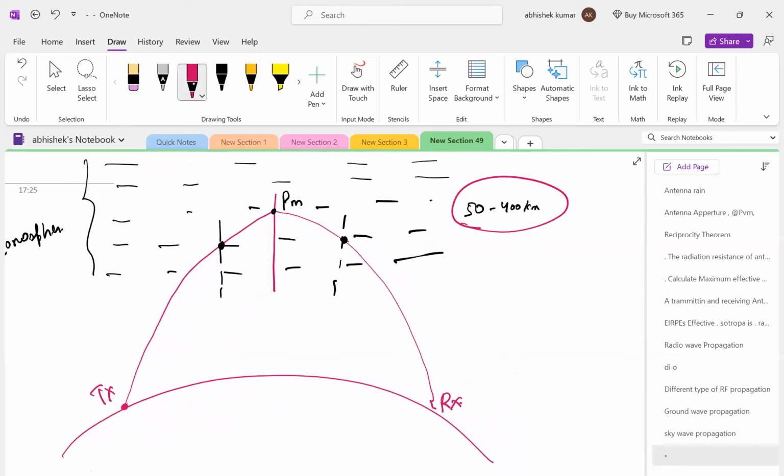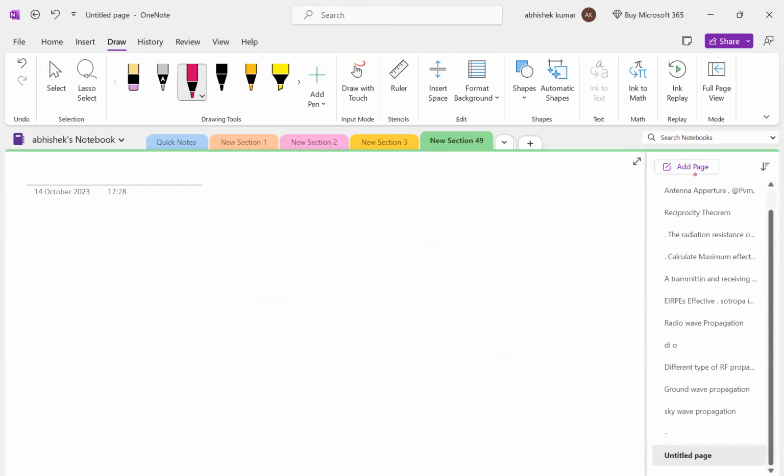So what happens? This transmitter sends the signal and it is reflected from there, and it comes back to the receiver. In this way, the communication happens. The important parameter to consider here is the critical angle. So the critical angle is given by sine theta c equal to 1 by 81 f square. And we can find the critical frequency here also.